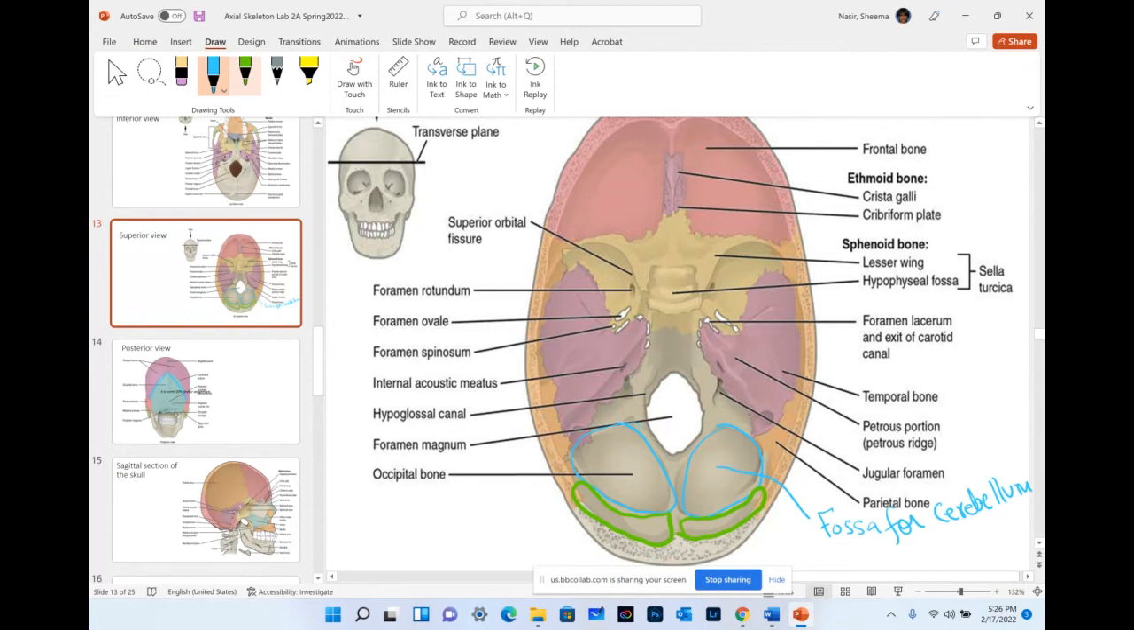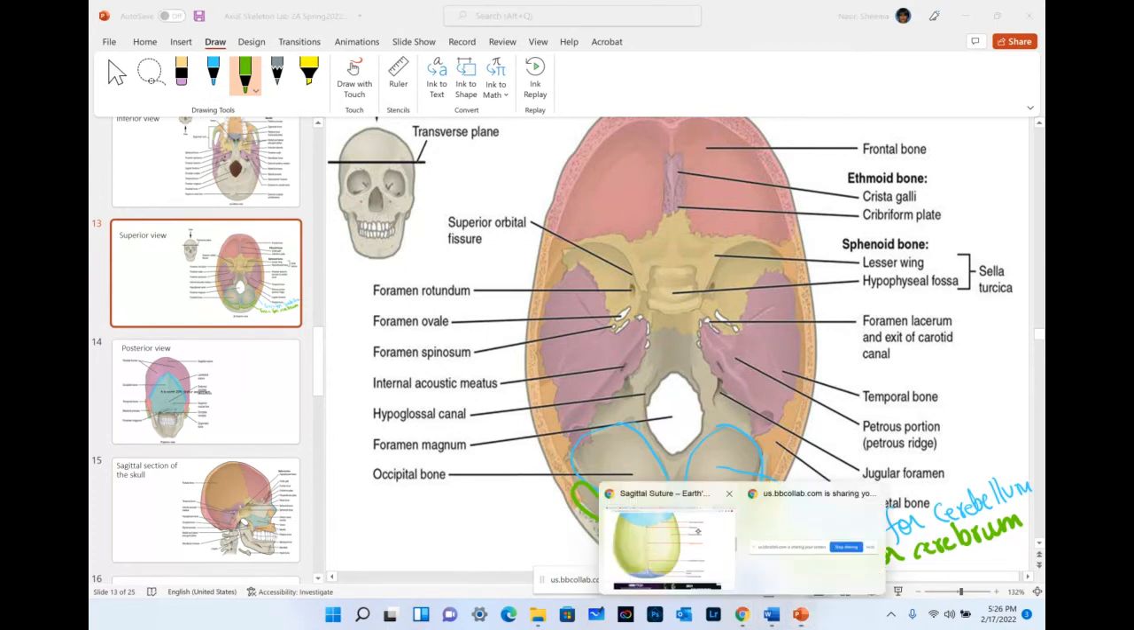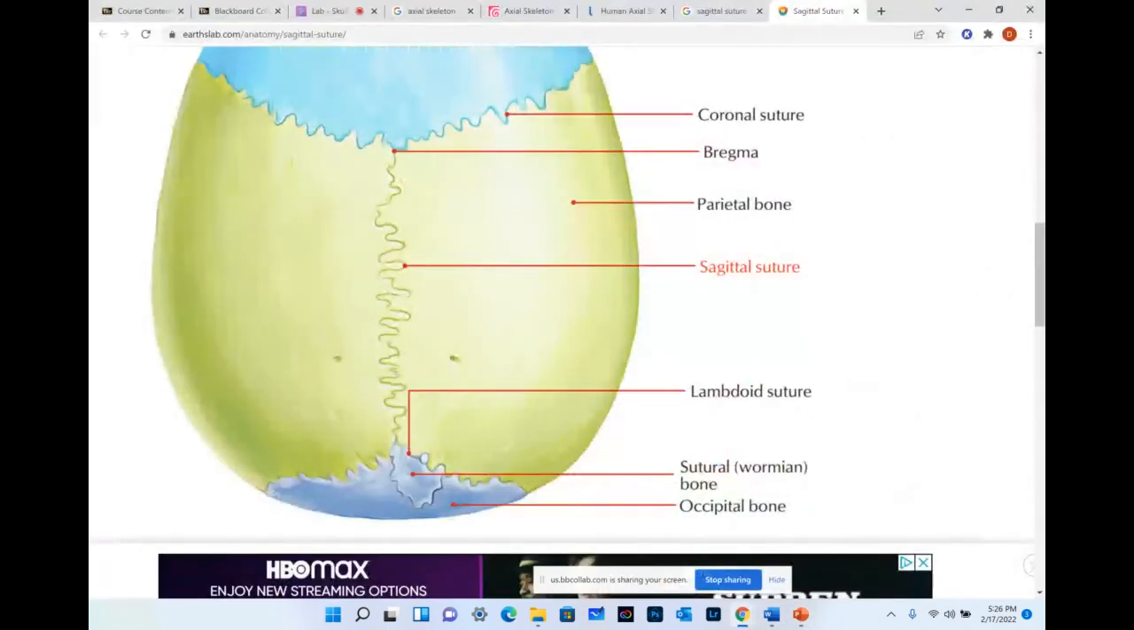And what is fossa for cerebrum? It is this green one. And this is called fossa for cerebrum. So it is the cerebrum which sits in here. Fossa means a smooth surface. Now let me show you what is cerebrum and cerebellum.